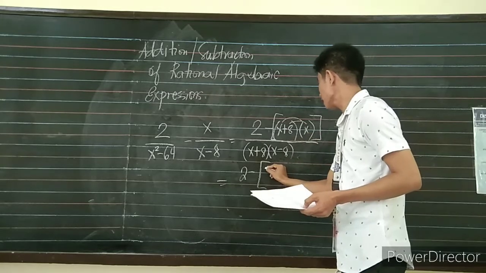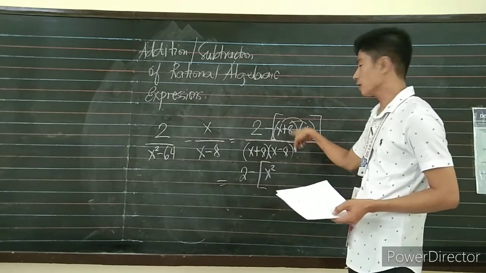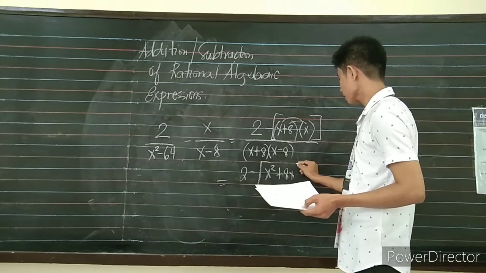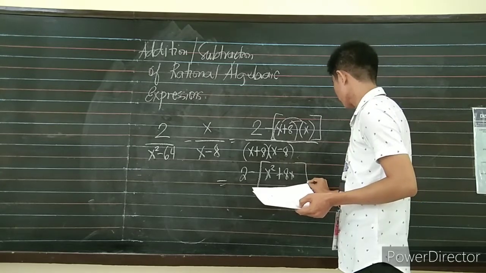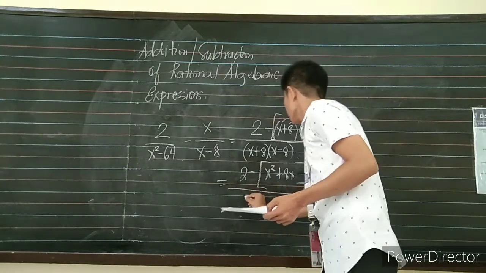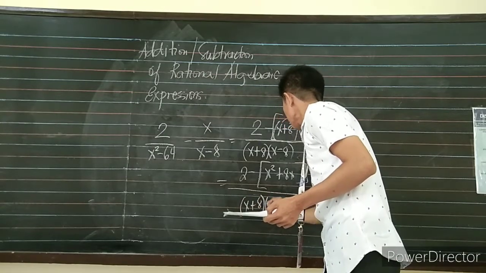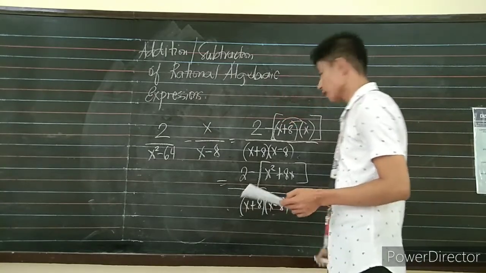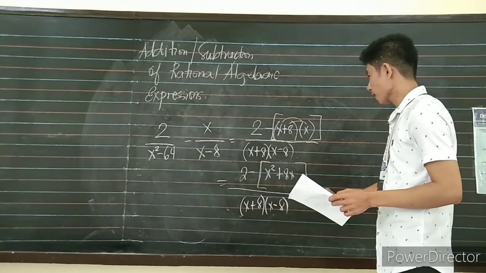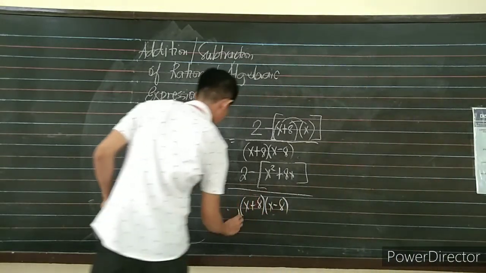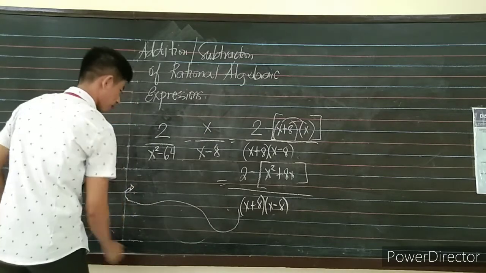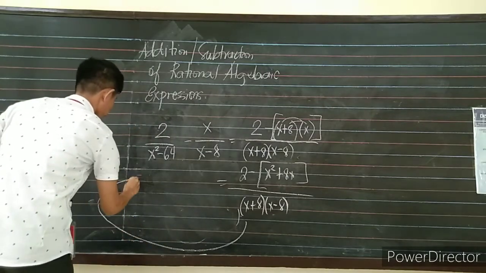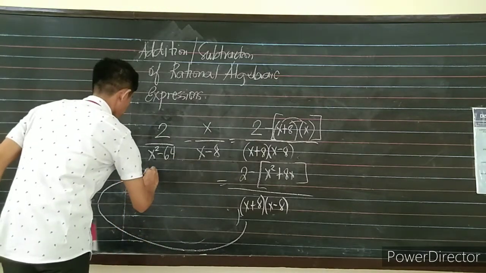X times x is x squared. 8 times x is positive 8x. Okay. Over x plus 8, x minus 8. So for our final answer, we will write it here. Okay, so this is 2.